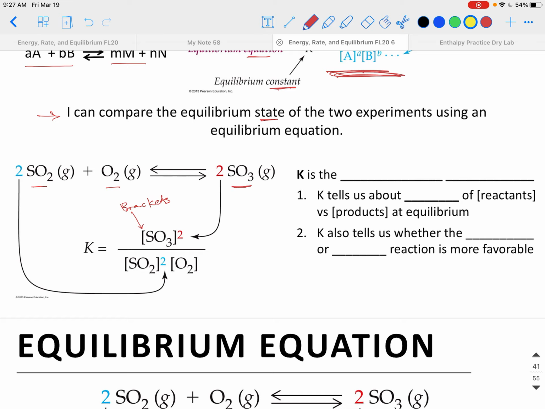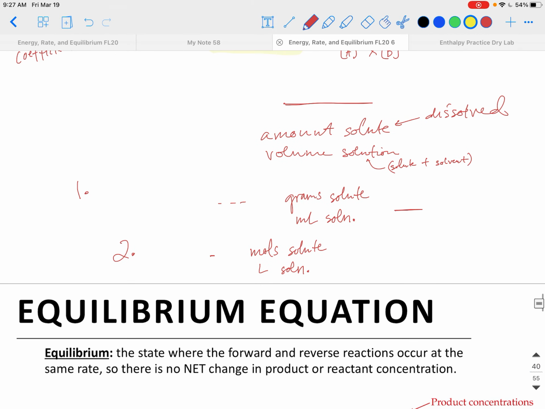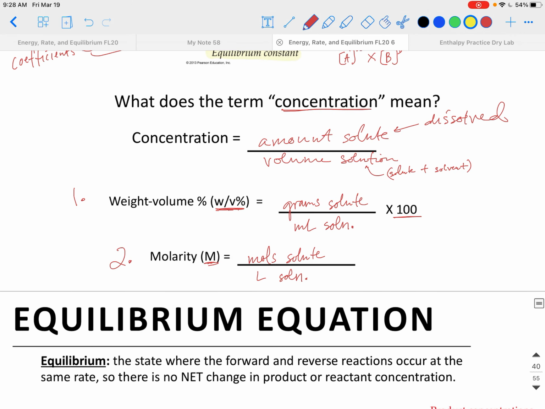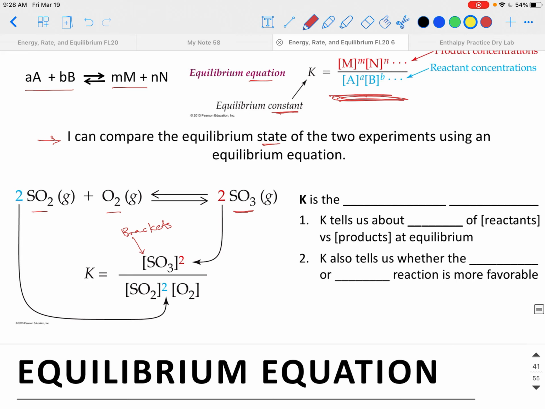Now, we are not given numbers. Concentration is going to be some sort of number with a unit of, where did my slide go? There it is. With a unit of weight, volume, percent, or molarity. And we don't yet have any concentrations given to us for this SO2, SO3 equation. I'm just showing you how you write the expression for K. On the next slide, we'll plug in some actual numbers.